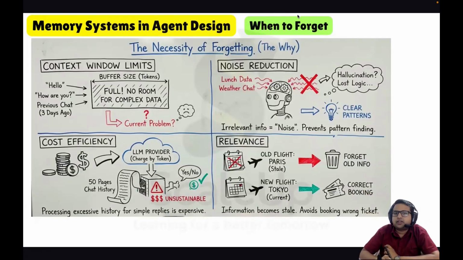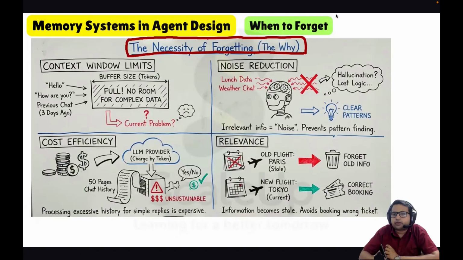So let us discuss the necessity of forgetting. Why is forgetting necessary in agentic AI systems? One very important reason is the context window limits. We know that the context window size is limited. Every LLM has a buffer size, the tokens which it can hold.